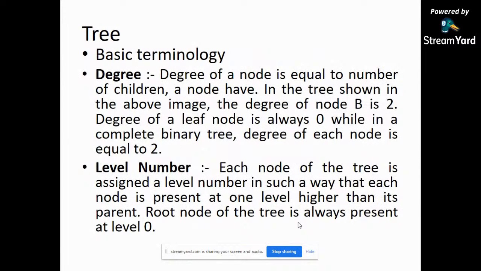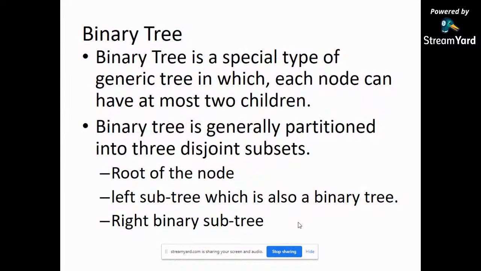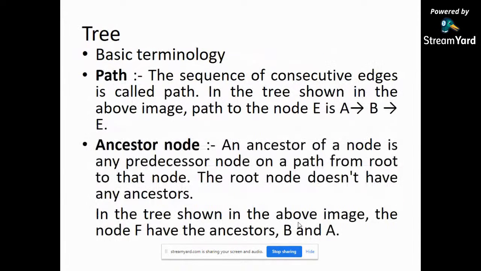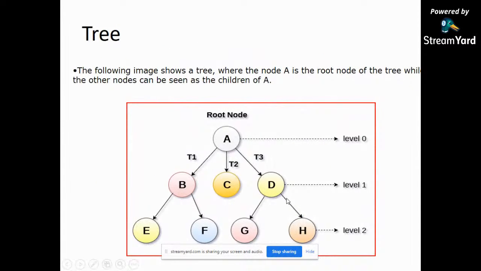Now, up till now we had discussed general trees. Now we'll discuss binary trees. A binary tree is a special type of generic tree in which each node can have at most two children. In the diagram which is given to us, the root node is having three children. So this is not a binary tree. It is a tree, but it is not a binary tree.